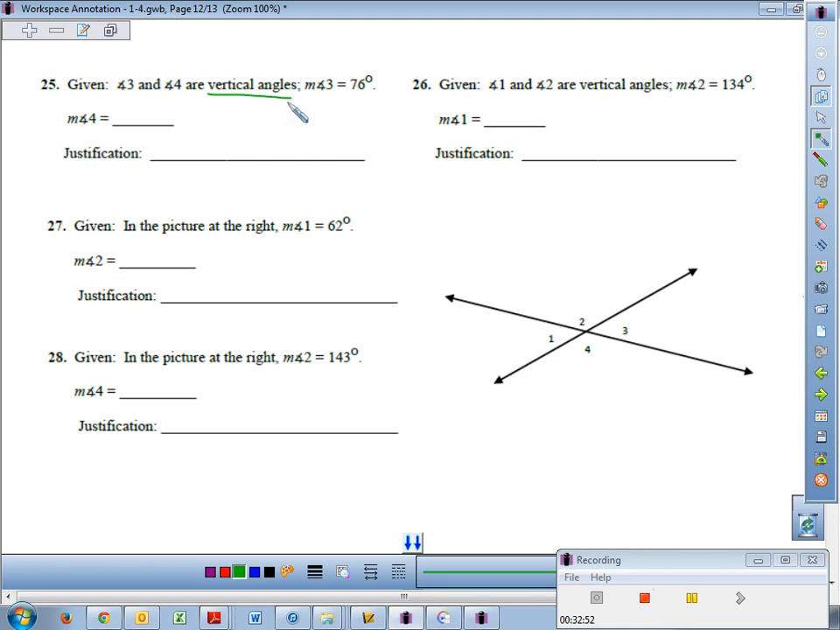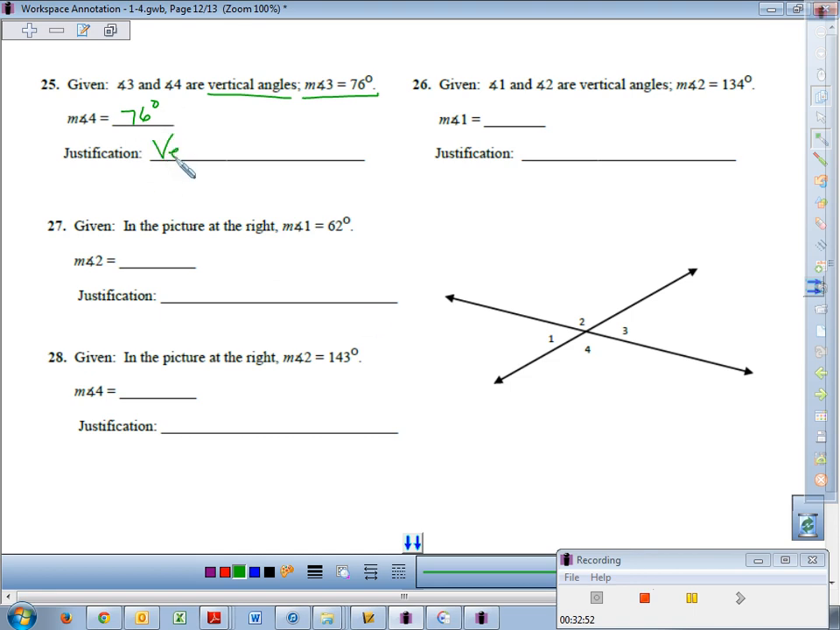So I ask myself, do I have any theorems about vertical angles? That's the first thing I want to know. Do I have any theorems? I sure as heck do. I got a vertical angle theorem. So if 3 and 4 are vertical angles and I know the measure of angle 3, what should the measure of angle 4 be? The exact same stinking thing, right? 76 degrees. Why? Vertical angle theorem.